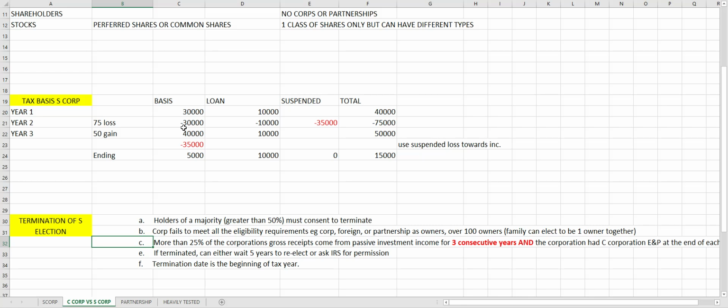More than 25% of the corporation's gross receipts coming from passive income is one of those triggers, but it has to be over the last 3 years, and the company has to have previously been a C Corporation. If this is not the case, then they're fine to remain an S Corporation. This should definitely not be E, it should be D, but that's fine. If terminated, you either wait 5 years to re-elect or ask the IRS for permission. I've covered this above, and the termination date is at the beginning of the tax year.